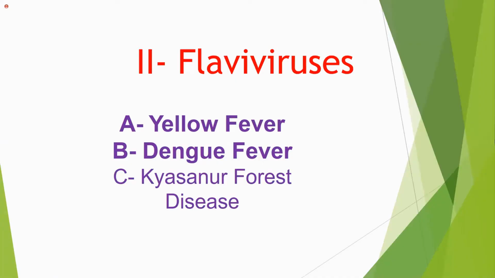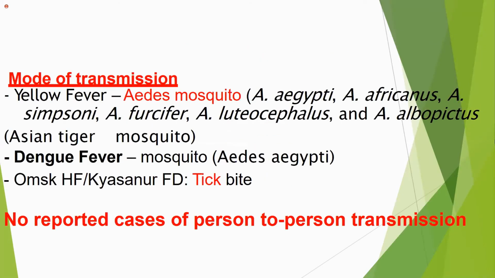So then coming to the flaviviruses. Flaviviruses include yellow fever virus, dengue fever, and Kyasanur Forest disease. The mode of transmission for yellow fever virus is the Aedes mosquito, for dengue fever it is Aedes aegypti, and for Kyasanur Forest disease it is the tick bite. There are no reported cases of person-to-person transmission in flavivirus.